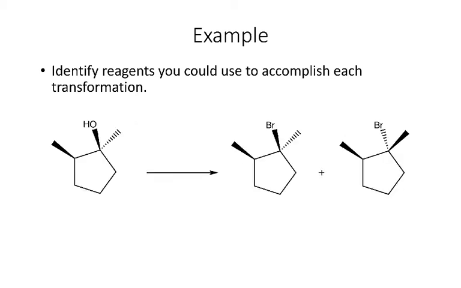Okay, in this example, I'm starting with a tertiary substrate, and these aren't enantiomers, they're diastereomers, because I have two chiral centers, but at the chiral center where I'm getting the substitution, I'm getting both configurations. And so both a tertiary substrate and getting both configurations is consistent with an SN1 reaction. So in this case, I probably would go with HBr, because that's going to give me an SN1 reaction, and the tertiary substrate is going to favor that SN1 reaction.